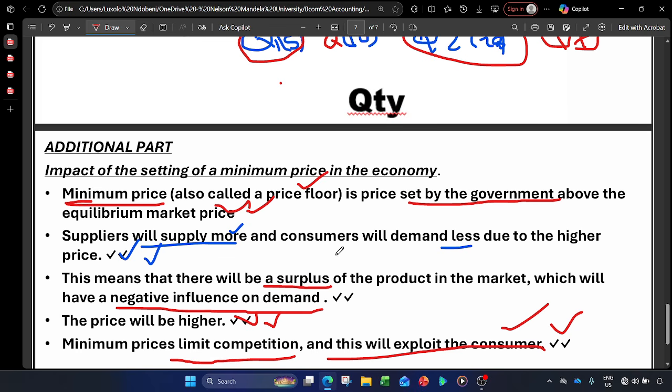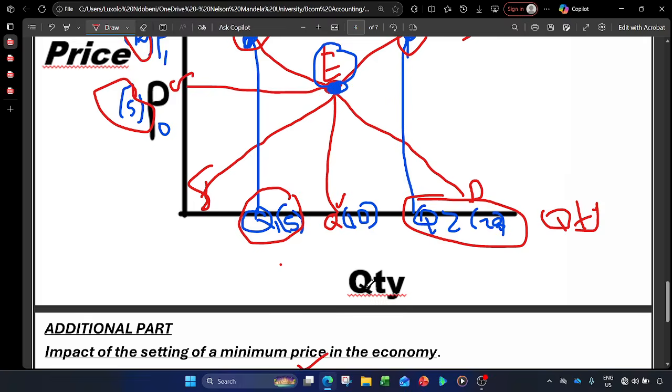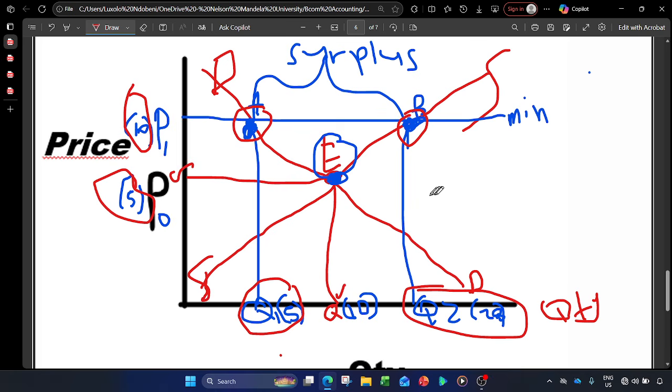So you see, guys, everything we answered here in this additional part is from this draft, which is the minimum price draft. So it is very important to know this draft, guys. Maximum price, know all of these graphs so that you can be sure. Even when it comes to section B, if this question is not asked as an essay, you will have to discuss it in section B.